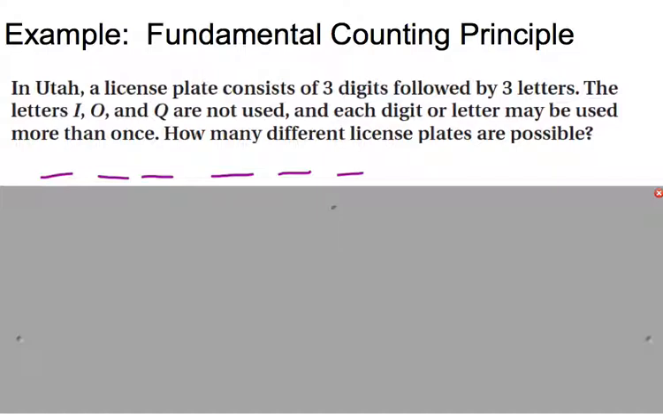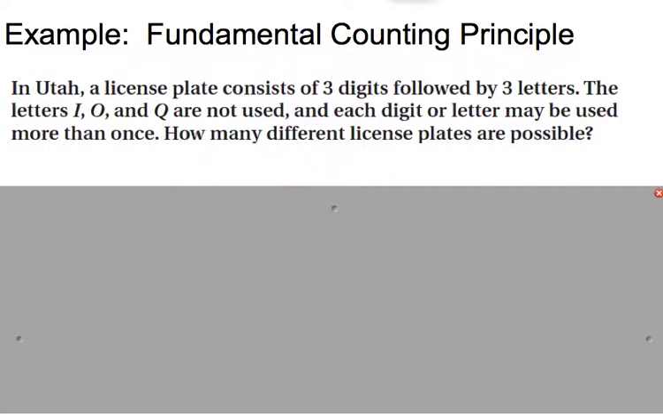we have to start with the digits. So how many different digits are there? There's numbers from 0 to 9 to choose from. So maybe our license plate looks like this, 9, 8, and 5. Then the next three on the license plate have to be letters. Now we cannot choose these three, I, O, or Q. So it might be something like this, A, C, and B. What we want to do is figure out how many different possible license plates we could have. So I'm going to erase this.